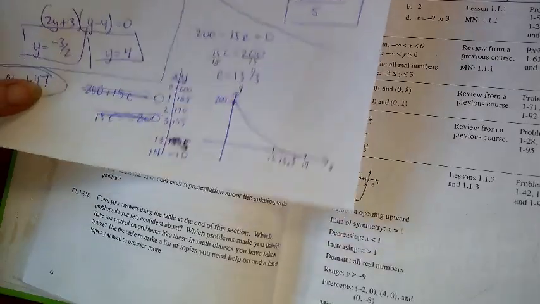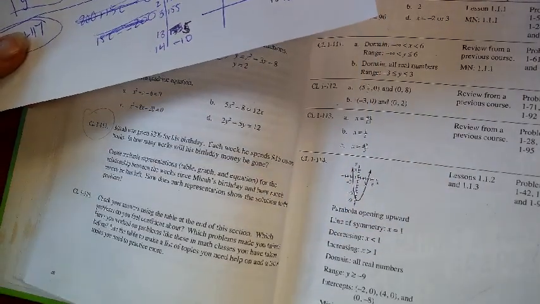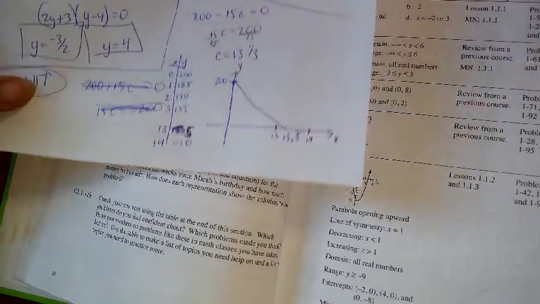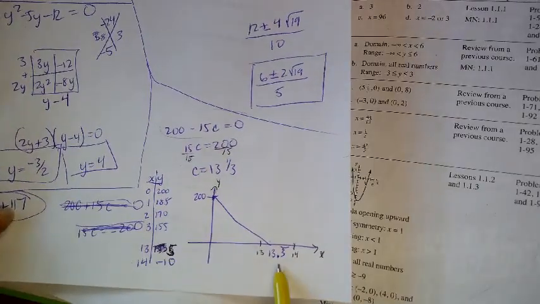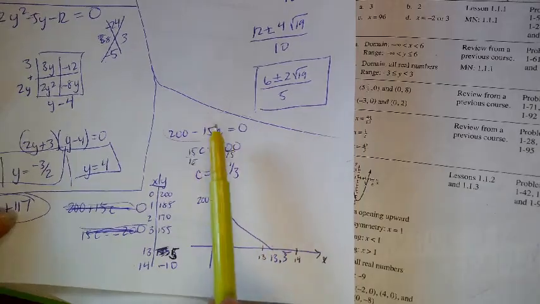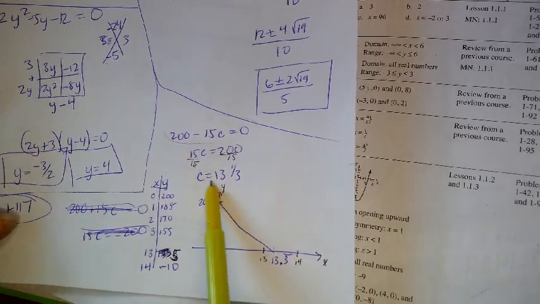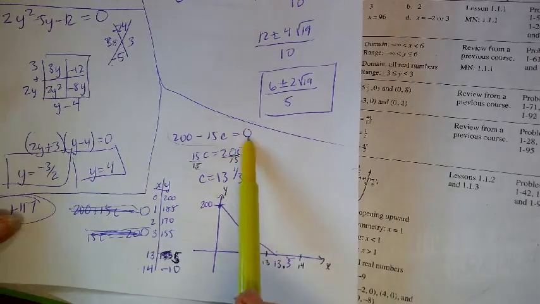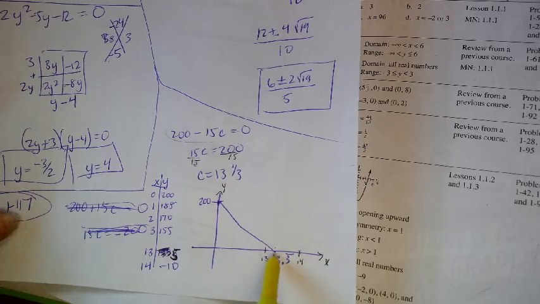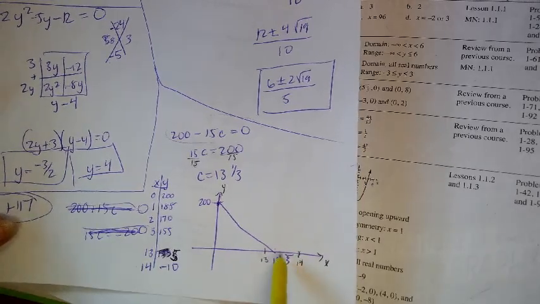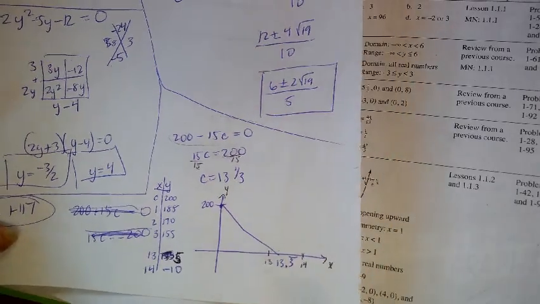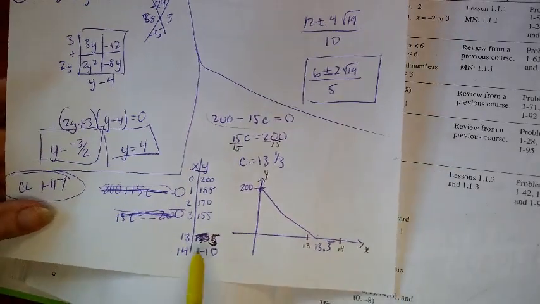And then it asks, how does each representation show the solution to the problem? So the equation shows the solution by solving for C. I have to set it equal to 0 to solve for C. But on the graph, the solution is shown on the x-axis. It's the x-intercept, isn't it? That's the x-intercept. And then on the table, it's where I get 0.